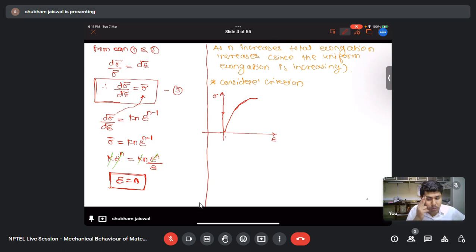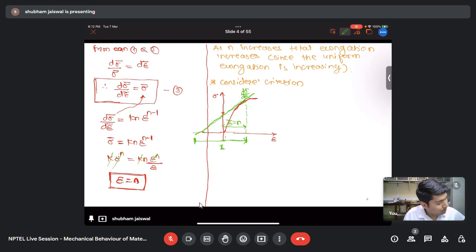Okay. And if I draw a tangent, or the slope, at UTS, this should be equal to 1, and this is our epsilon bar equal to n, and here it is d sigma upon d epsilon.